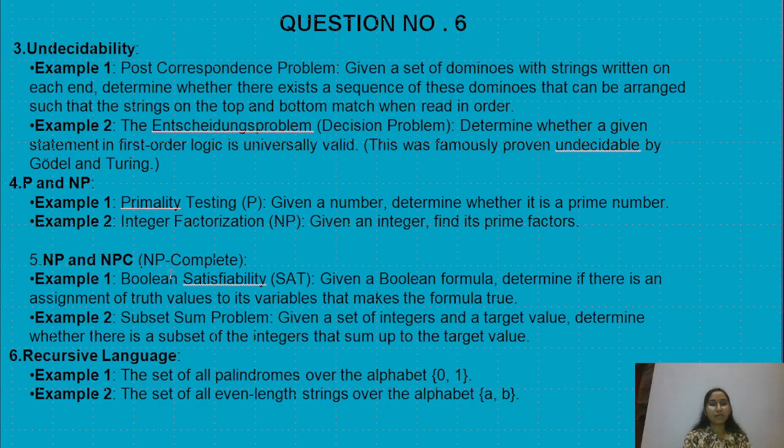Next is NP and NPC. Example 1 is Boolean satisfiability, in which we are given a Boolean formula and we have to determine if there is an assignment of truth values to its variables that makes the formula true. Example 2, the subset sum problem, in which we are given a set of integers and a target value and we have to determine whether there is a subset of integers that sums up to the target value.